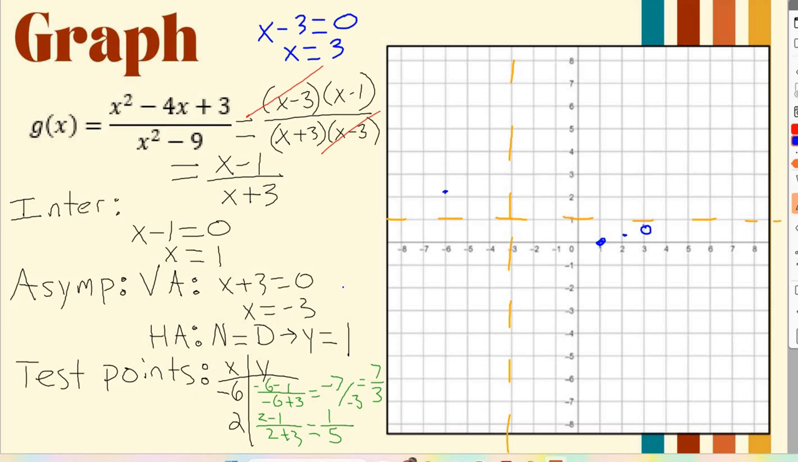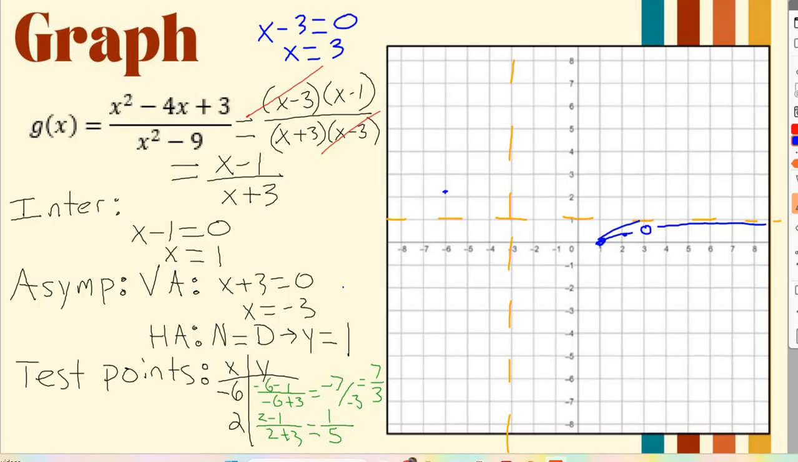So 3 minus 1 gives us 2. 3 plus 3 gives us 6. So I get 1/3. So I actually drew it kind of high, right? But if you wanted to find the exact point, that's how. But in other words, remember that this is going to have to get closer and closer to here. So I was also just filling in the pattern.